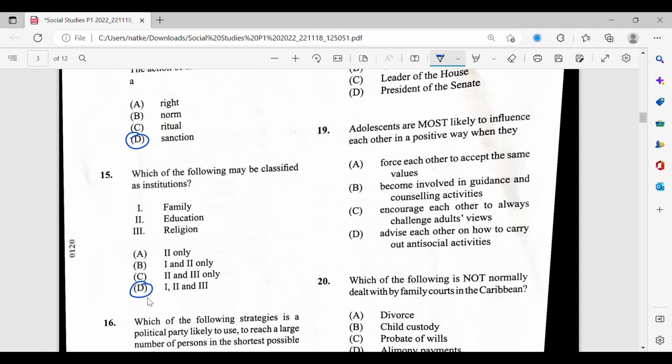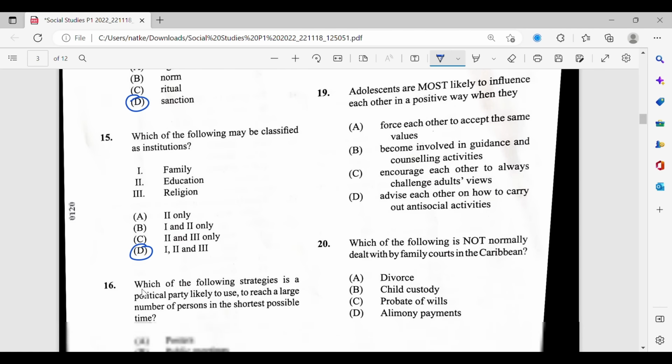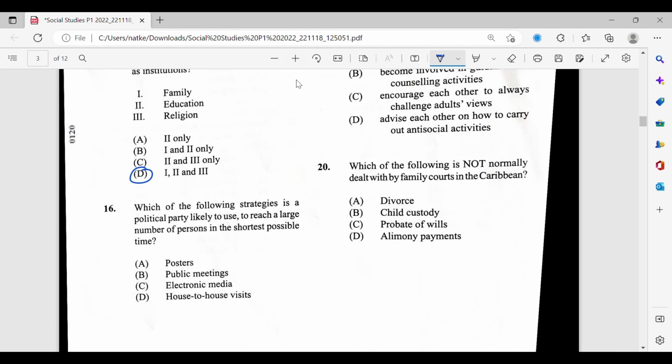Number 16. Which of the following strategies is a political party likely to use to reach a large number of persons in the shortest possible time? Easiest way to do that, is it a poster, public meeting, electronic media, or house-to-house visits? So that would have been electronic media. That's the fastest way to reach a large number of persons in a short time.